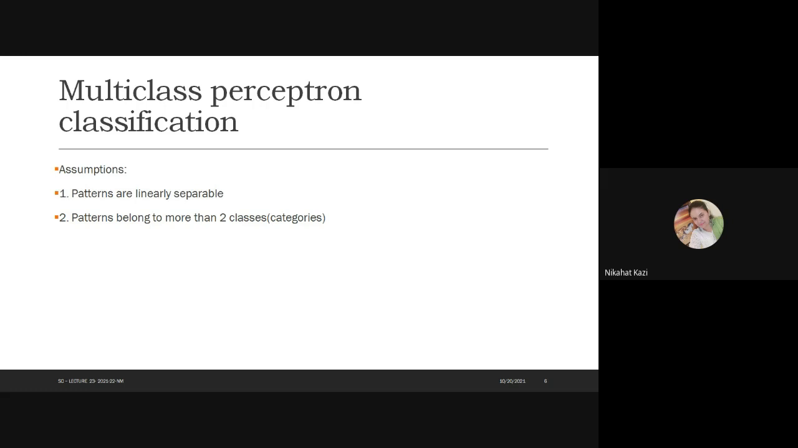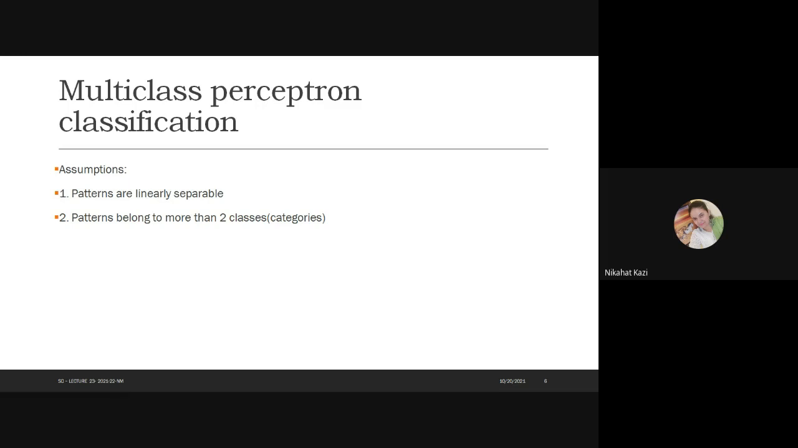Now, there are some assumptions that we need to make here. The type of patterns that we need to classify are linearly separable. That is the first assumption. And the second assumption is that the patterns belong to multiple classes, so it is more than two classes.